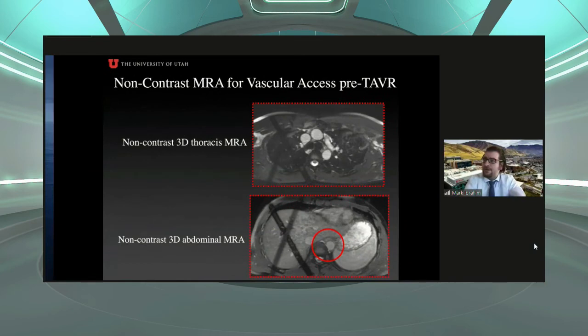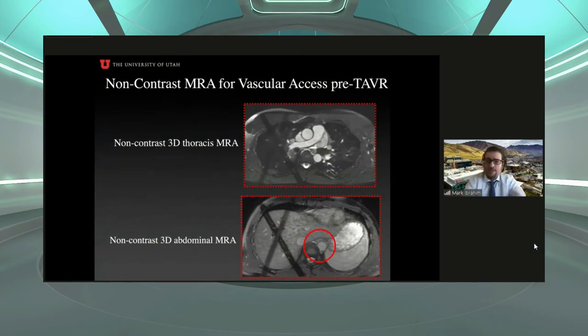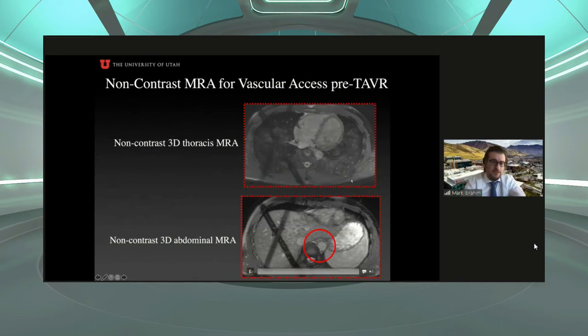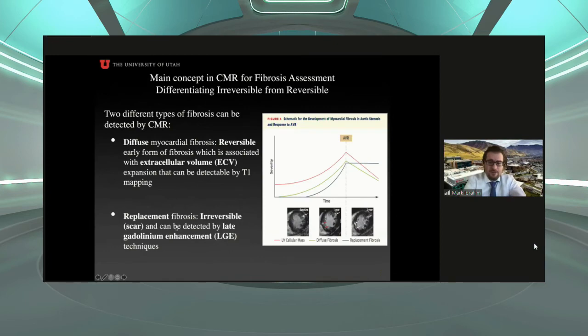This is just an example of our institutional images of the thoracic aorta, very high resolution, 1.25 millimeter. We can measure the entire thoracic aorta, here the abdominal aorta, and we use it with a high level of confidence and provide measurements to the operator.